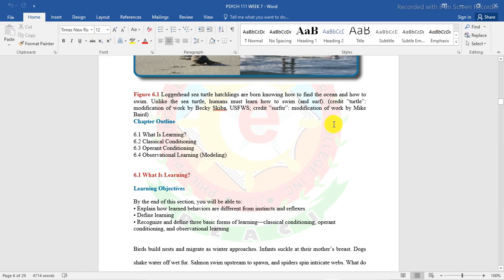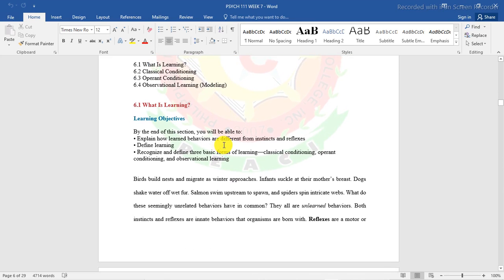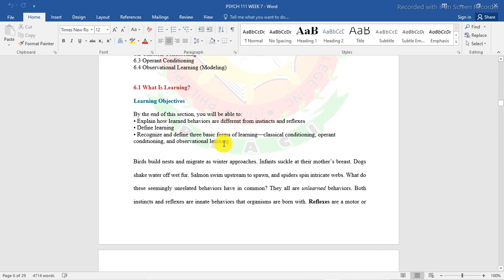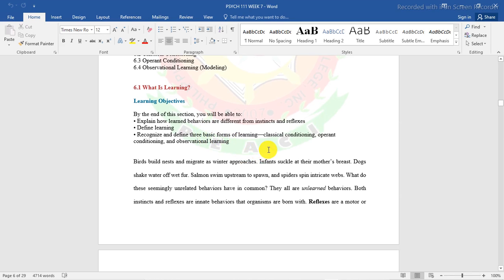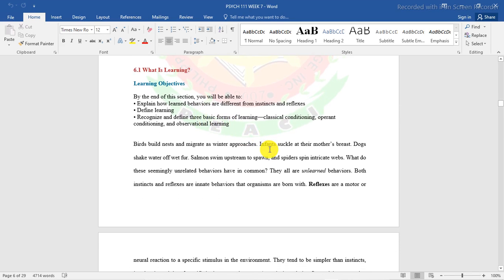So, we're going to tackle what is learning, also including classical conditioning, operant conditioning, and of course, observational learning. So what is learning? By the end of the objectives of this section, you will be able to explain how learned behaviors are different from instincts and reflexes. Define learning. How do you define learning? Recognize and define 3 basic forms of learning: classical conditioning, operant conditioning, and observational learning.